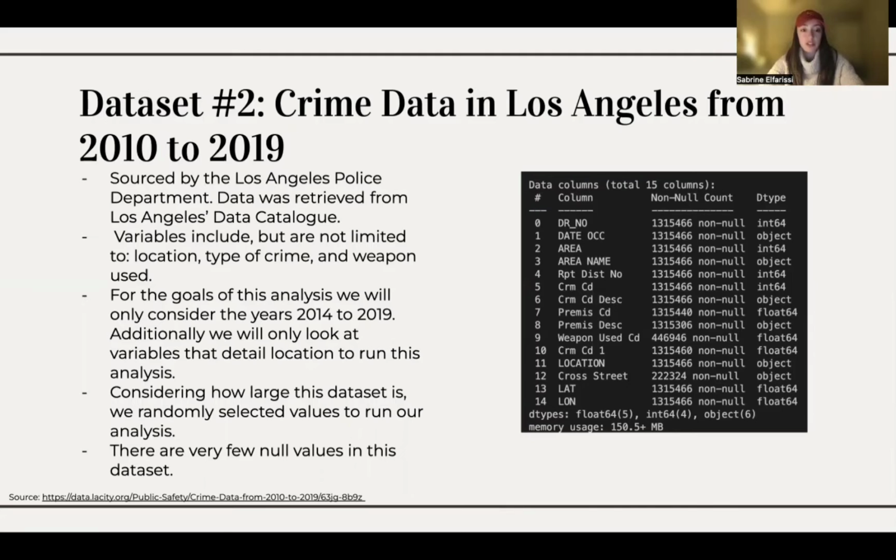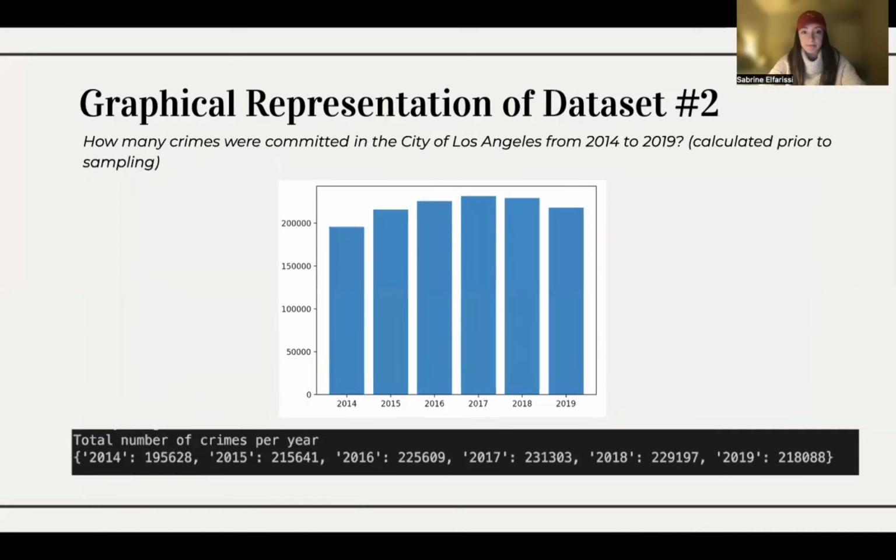So to accommodate for how large this data set is, we randomly selected about 2,000 rows per year to run our analysis. But for all of our data pre-processing breakdown, we are using the entire data set size.